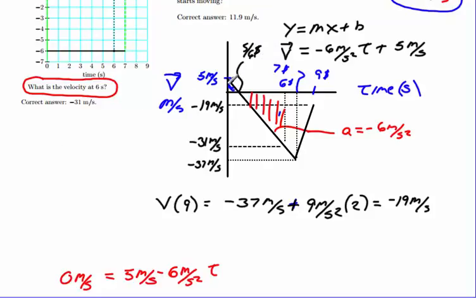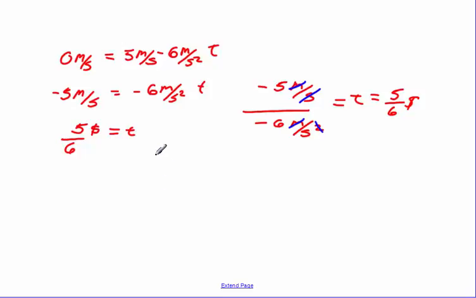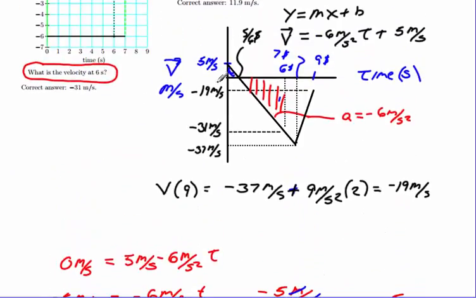Okay, so let's find the area of this. That's a triangle. The area of a triangle is 1/2 base times height. So let's say area 1 is going to be 1/2. My base is going to be the distance from there to there, which would be 5/6 of a second.